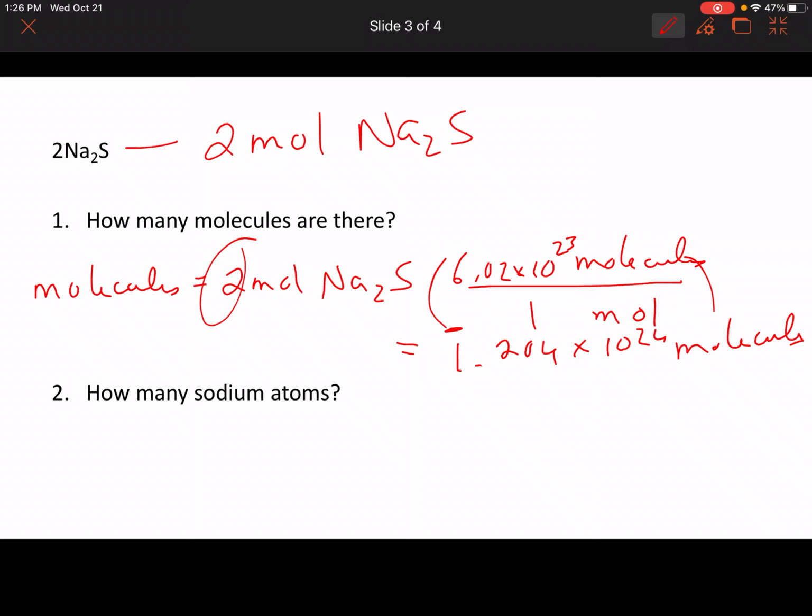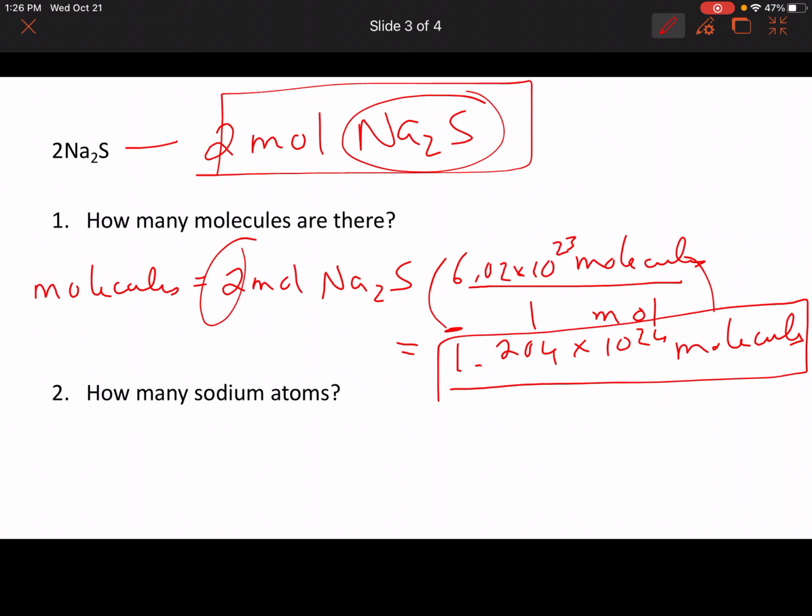Now, how many sodium atoms? So looking at this specifically, how many sodium atoms are there within 2 moles of sodium sulfide? Now there's 2 ways to do this. You can go back to the 2 moles of sodium sulfide, or you could use this information here. I'm going to use the 1.204. It really doesn't matter. If you start from the sodium sulfide, you're going to need 2 brackets. If you start here, you're going to need 1 bracket. So I'm lazy, so I'm going to choose this one.